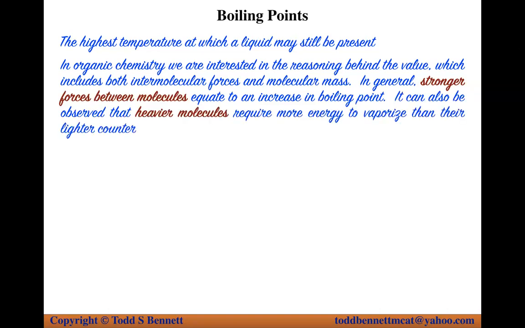But the more correct term that you probably used when you took GChem is the temperature at which the vapor pressure exerted by the molecules evaporating from the surface of the liquid equals the atmospheric pressure, the pressure pushing back down. I'm not going to go through that definition. I'm going to stick with this one, highest temperature at which a liquid may still be present, because it's more of a pragmatic or practical definition that we need for OChem. So highest temperature at which a liquid may still be present is our boiling point.